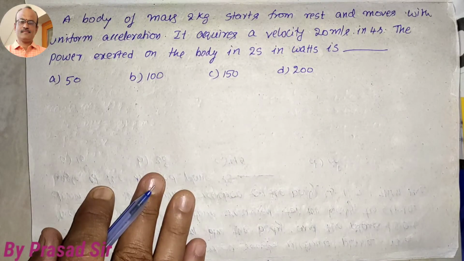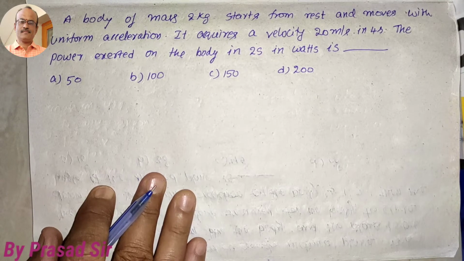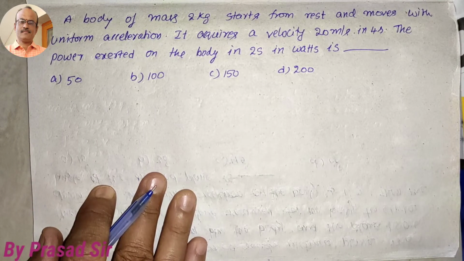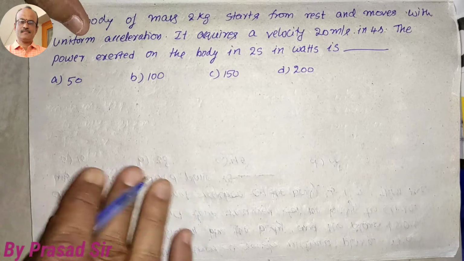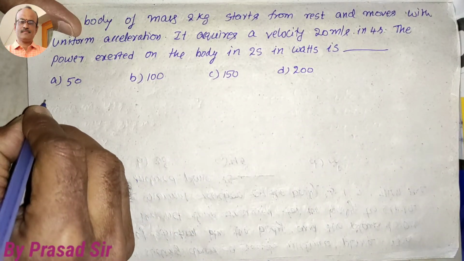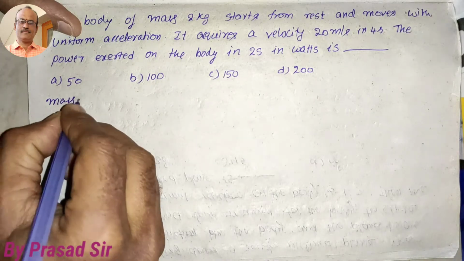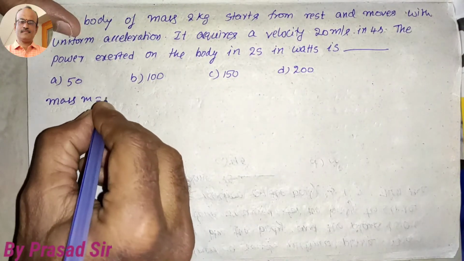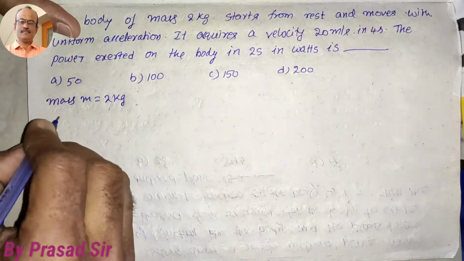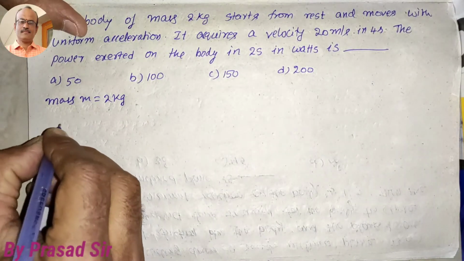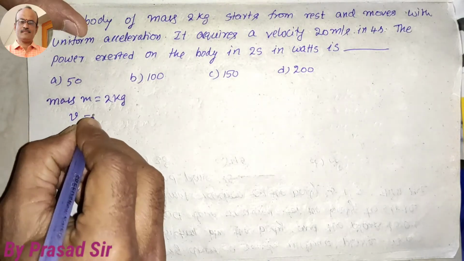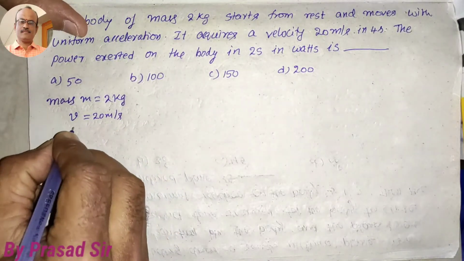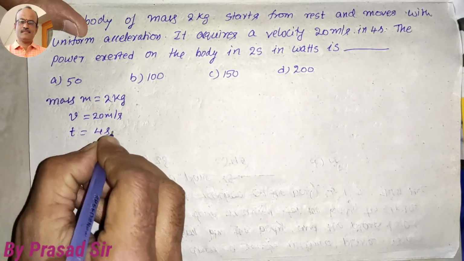Now the question number 37. A body of mass 2 kg starts from rest and moves with uniform acceleration. It acquires a velocity of 20 meters per second in 4 seconds. The power exerted on the body in 2 seconds, in watts, is how much? So first of all, what are the given values here? Mass m is equal to 2 kg, and it acquires a velocity v equal to 20 meters per second in time t equal to 4 seconds.